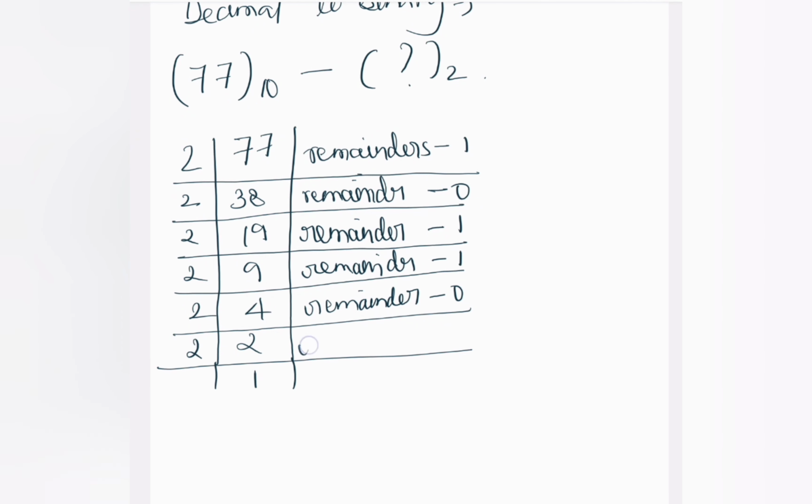2 1s are 2, remainder is 0. And 2 times 0 is 0, so the remainder is 1. You need to continually divide until you get the 0 at the bottom, so it makes it clear. So in this case, the remainder is 1.